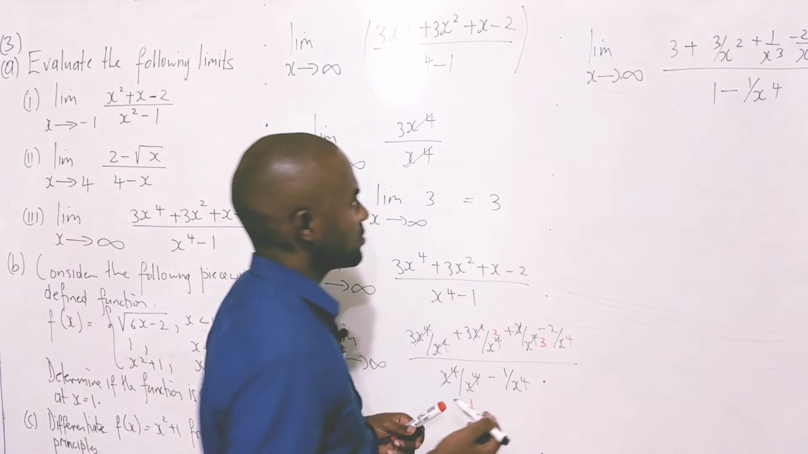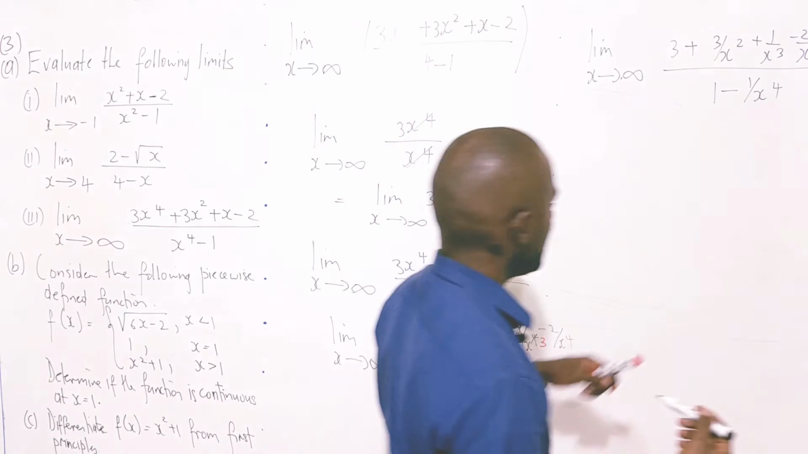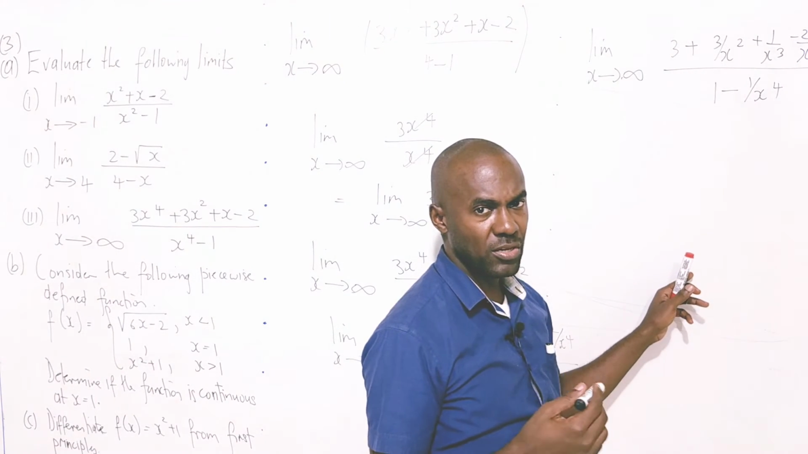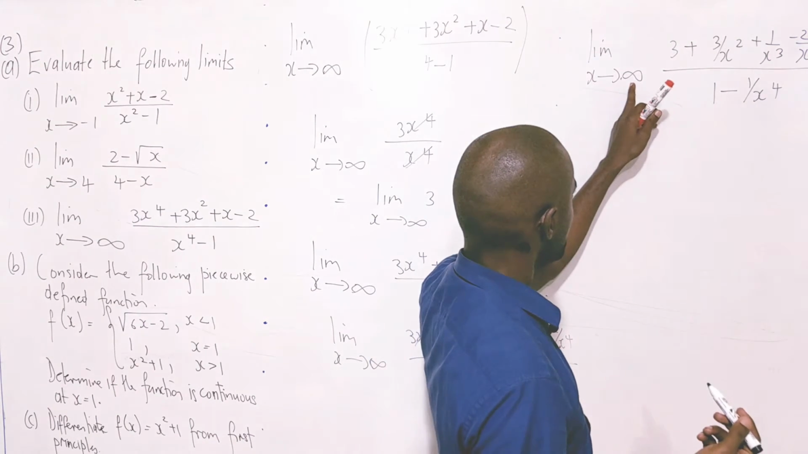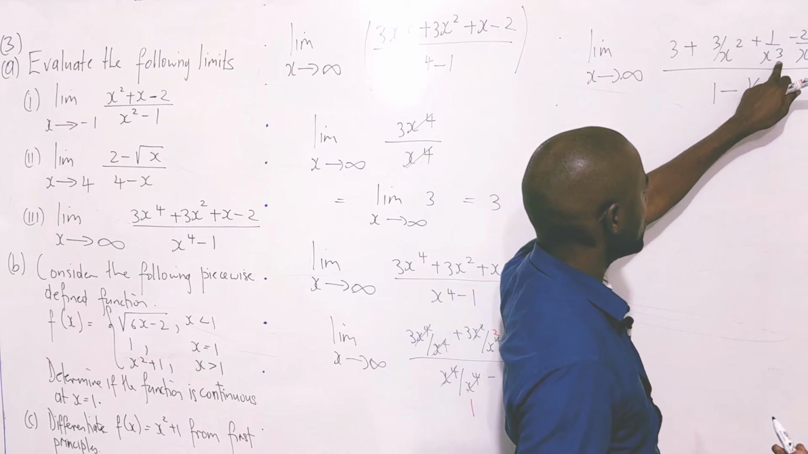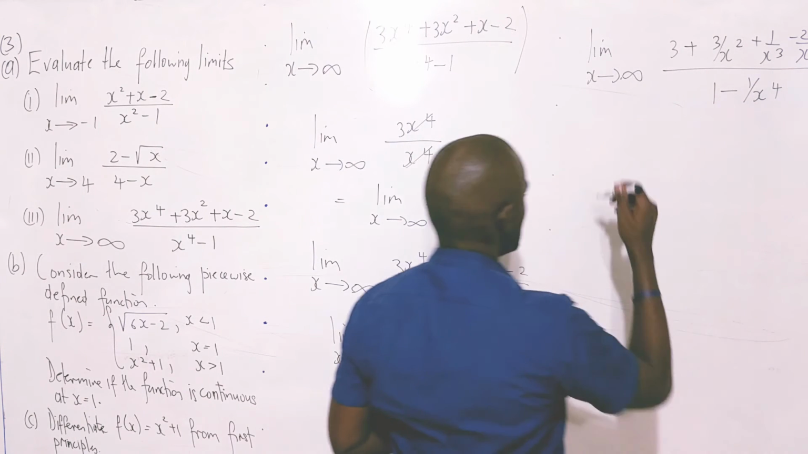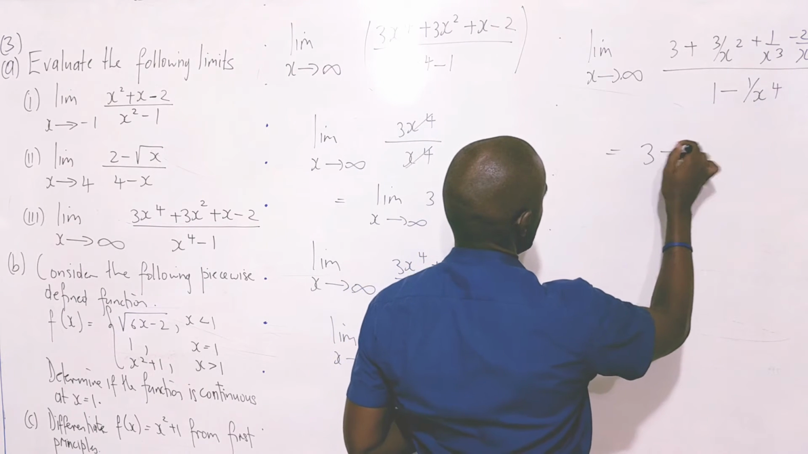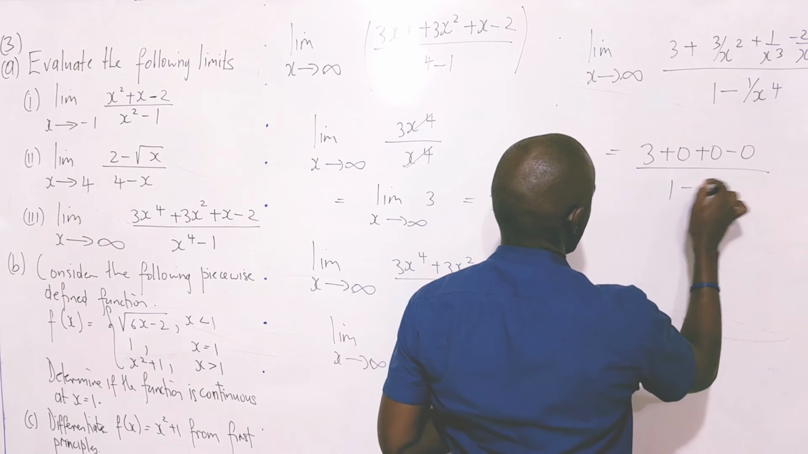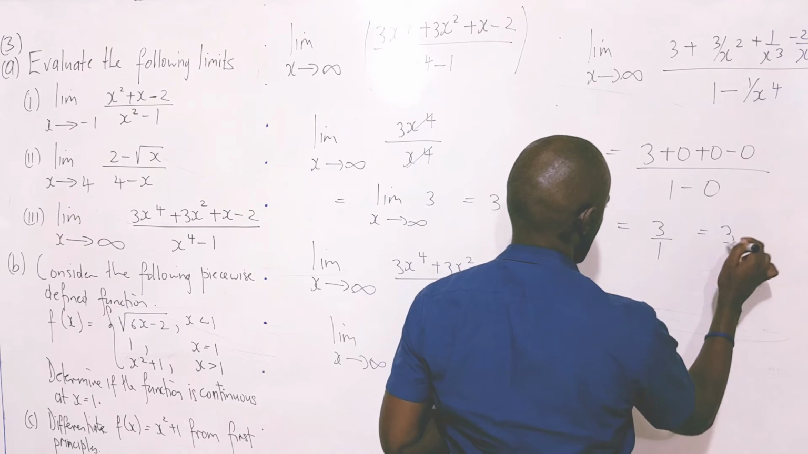Now think about it. As x gets very large, approaches infinity, any fraction with x in the denominator will get very small, approaching 0. So as x approaches infinity, 3 over x squared approaches 0, so does 1 over x cubed, so does 2 over x to the fourth, and so does 1 over x to the fourth. So this becomes 3 plus 0 minus 0 over 1 minus 0, which is simply equal to 3 over 1, which is equal to 3.